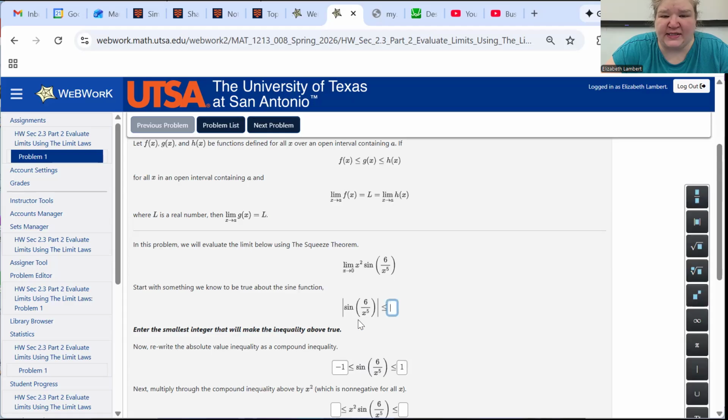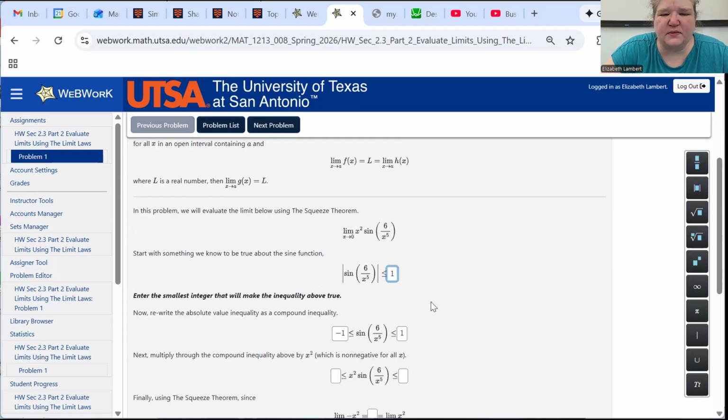When we have it written as an absolute value inequality, this means that that sine graph, the absolute value of it is always less than or equal to 1. When we split it into the compound inequality, that's where we get the traditional between -1 and 1.